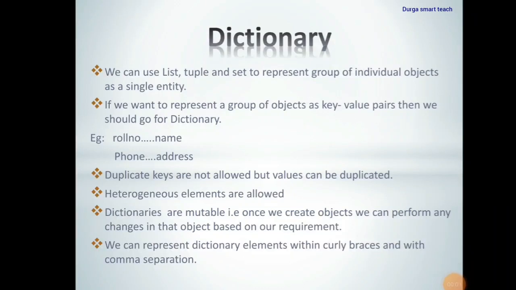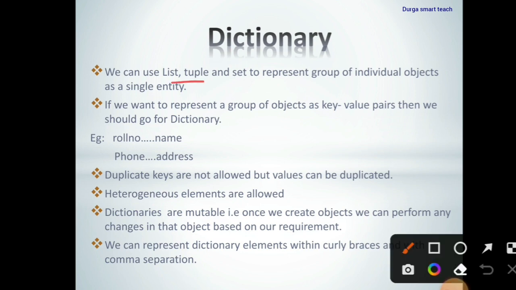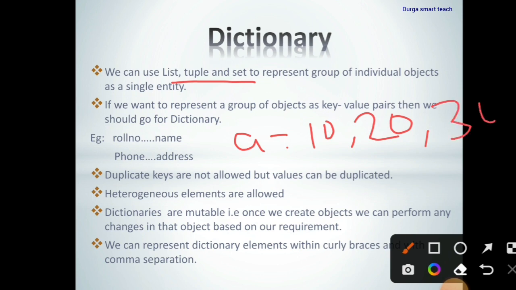Today I am going to discuss dictionary in Python. In the previous class I discussed list, tuple, set. We can use list, tuple, set to represent a group of individual objects in a single entity. For suppose A is equal to 10, 20, 30. These three individual objects are represented by a single entity, that is A.